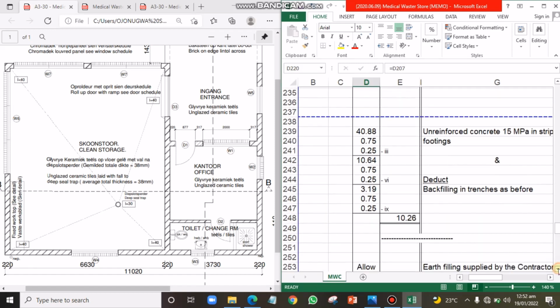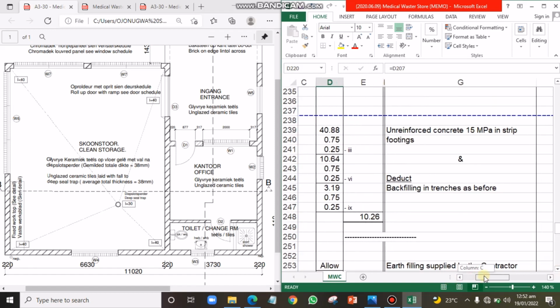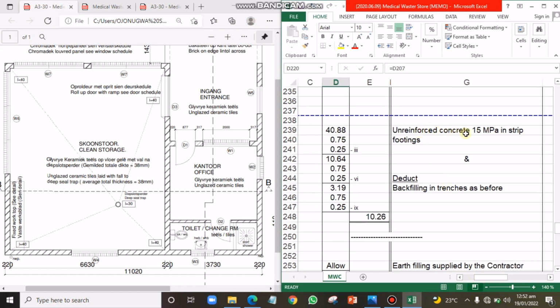So for the final phase, what we have here is the unreinforced concrete 5 megapascal or what have you in strip footings. So we have unreinforced concrete 5 megapascal in strip footings and deduct backfilling in trenches as before described. I've explained this concept before. So what you just do is you're booking. This is concrete in foundation.